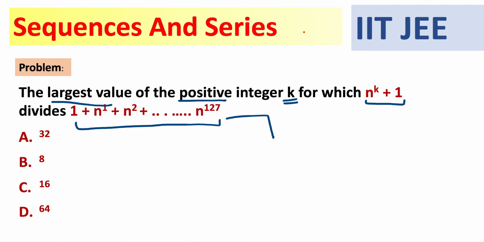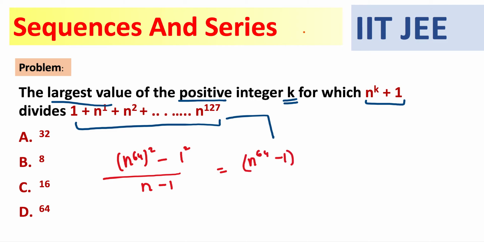So we had this thing: n to the power 64 whole square minus 1 upon n minus 1. This 1 square you can write, so this becomes n to the power 64 minus 1 times n to the power 64 plus 1, and this is upon n minus 1.